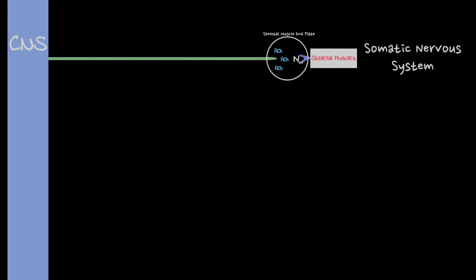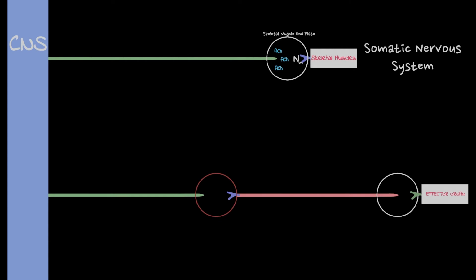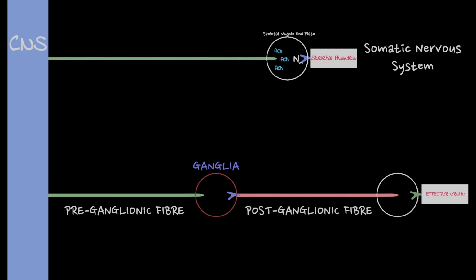In contrast with the somatic nervous system, the autonomic nervous system contains two neurons in the signal transmission pathway. The basic layout will be like this. There will be the CNS and the effector organ connected by two neurons and a ganglia in between the neurons. Since there is a ganglia in between, we call the neuron before that the preganglionic fiber and the neuron after that the postganglionic fiber.